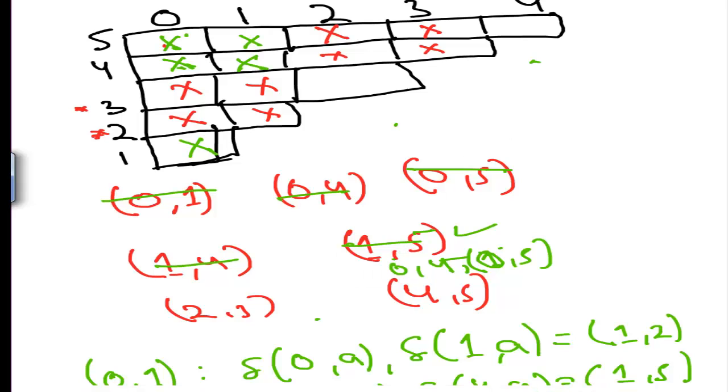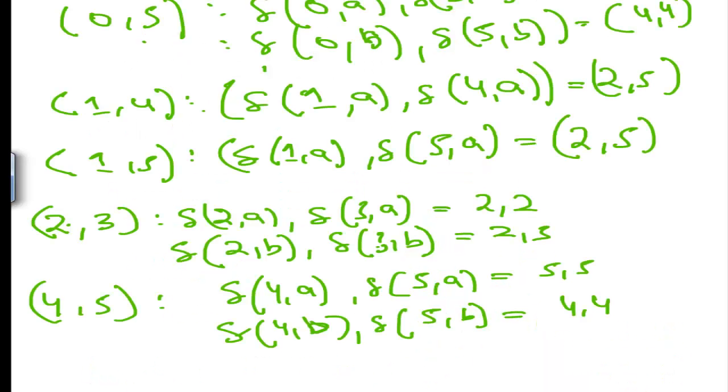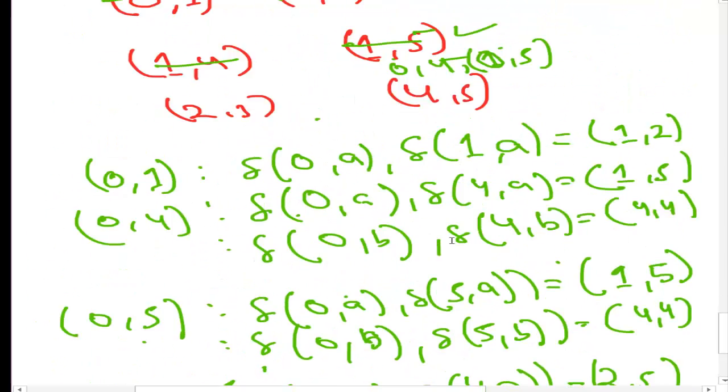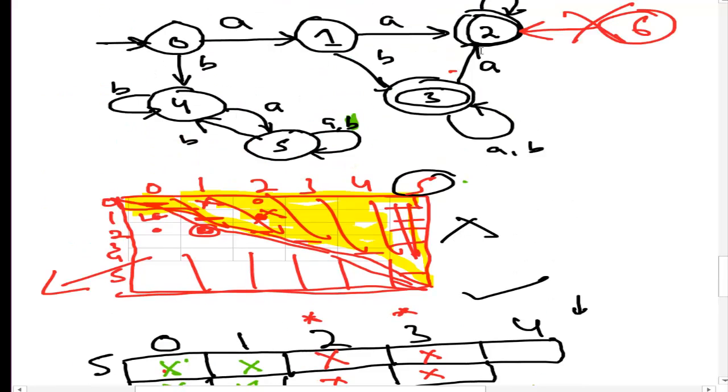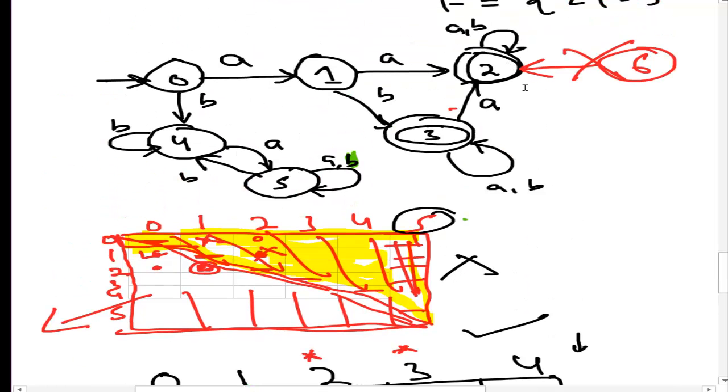2 on A and 3 on A, they go to the 2 2 state. If you see here, 2 on A goes to 2 and 3 on A goes to 2. That is the 2 2 state. That's the same state, and a same state in our table has no info. So 2 on 2 is here, that's no info.